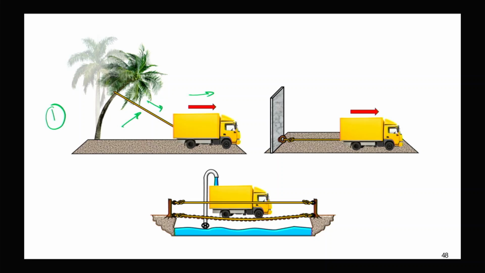The amount of force applied on the palm tree will result in the bending, and if we know the bending characteristics, we can measure the load applied on the rope. Picture 2 is again a truck and rope story, where the rope is tied with a hook in a wall, and here again the truck is moving at constant speed. That is our assumption.